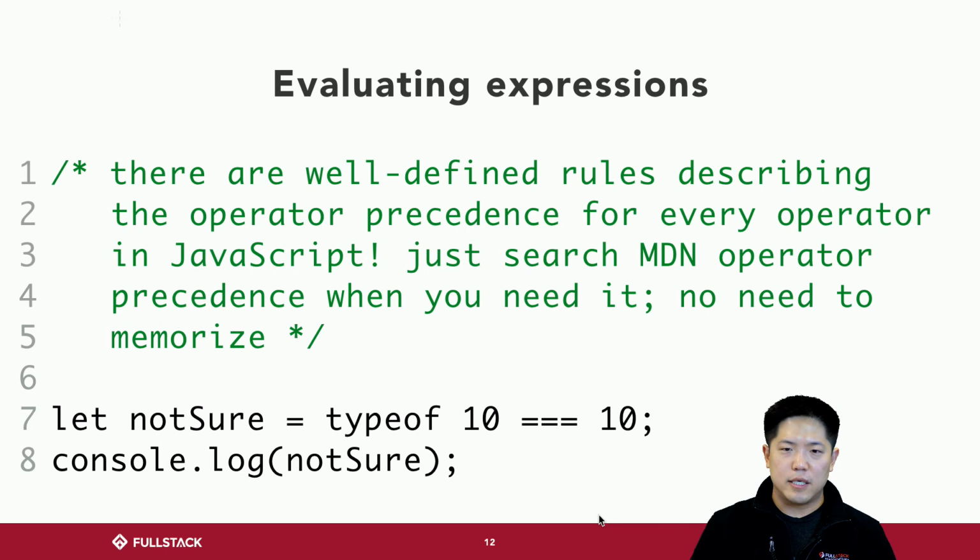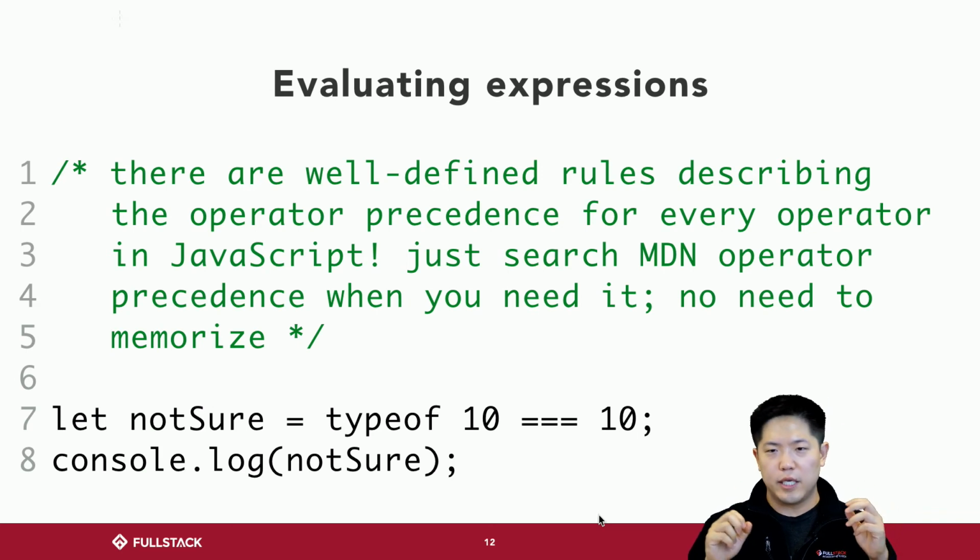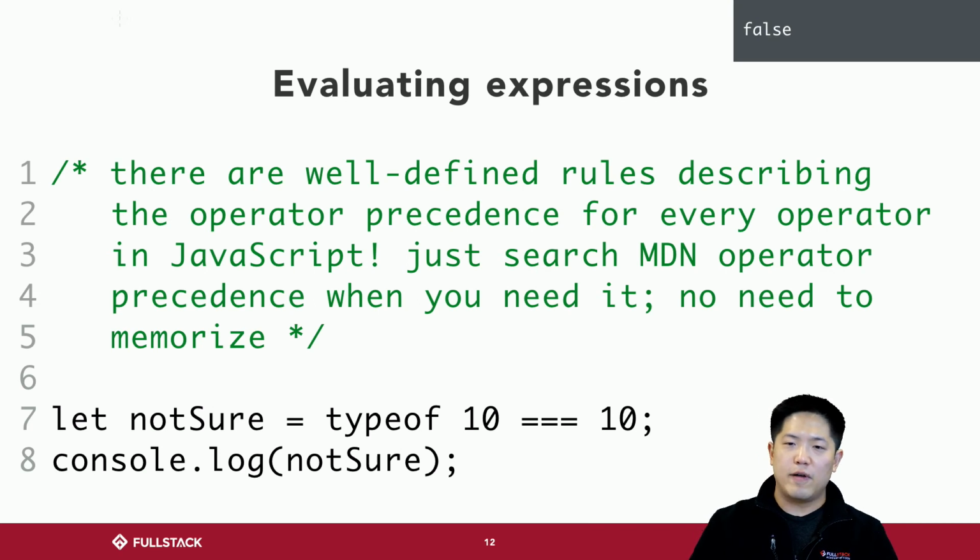But here, if we do typeof 10, what that returns in JavaScript is the string with the value of number, right? So we read this as typeof 10 is number, and does the string number equal the value 10? And that answer is false. Now, if typeof had a lower precedence than the triple equal sign, the way you might read that is, well, does 10 equal 10? That comes out as true, and the typeof true is boolean, right? So then you would get the value of boolean, right? And the reason that doesn't happen is because typeof is a very high precedence operator.